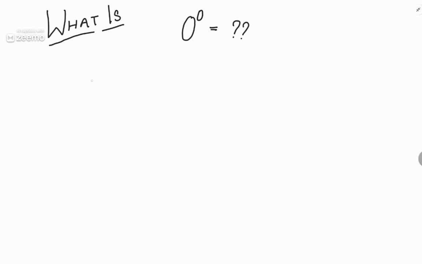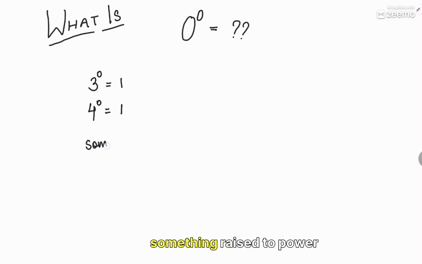The first thing is, suppose I write 3 raised to power 0. What will you say? What is the value of something raised to power 0? It is 1. I proved this in the last video, right? What if I say what is 4 raised to power 0? You will say 1, right? So that means something raised to power 0 is 1, right?